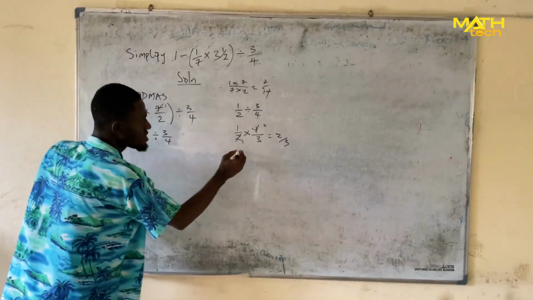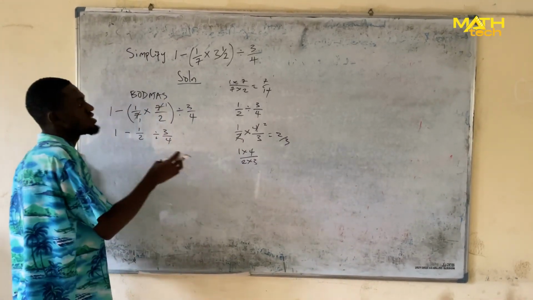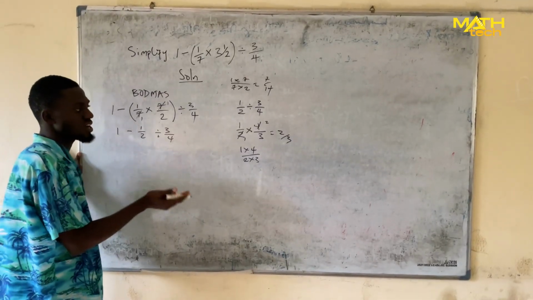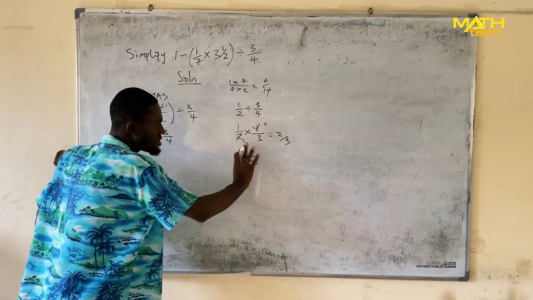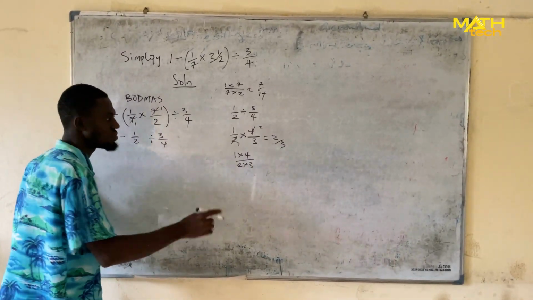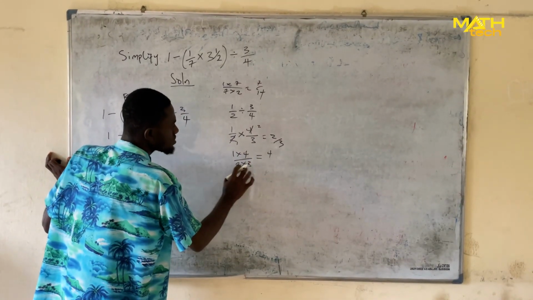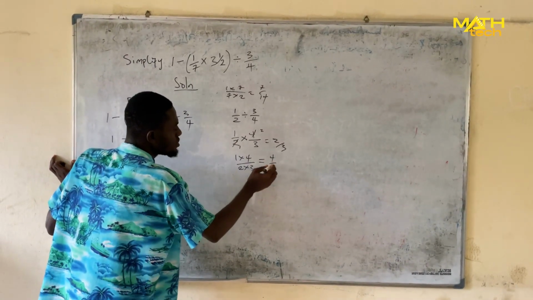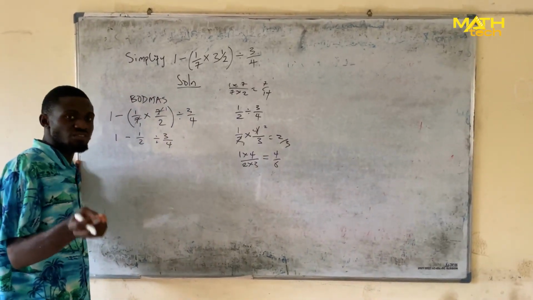In case you want to confirm, you can say 1 times 4 all over 2 times 3. Since it's not addition or subtraction, there's no need of finding the LCM. When you are doing multiplication, just multiply them directly, numerator to numerator, denominator to denominator. So 1 times 4 will give us 4, and 2 times 3 will give us what? 6.